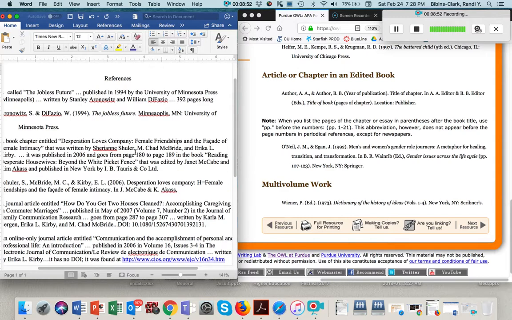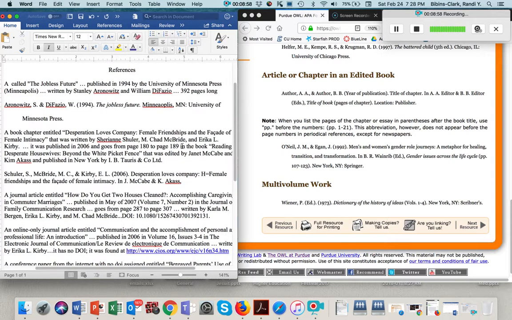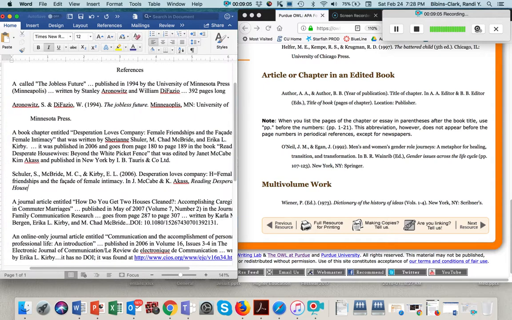Then I look at this, comma, and then it wants the title of the book in italics with only the first letter capitalized. So I want some italics, and I'm calling it Reading Desperate Housewives. Again, I don't want these quotes. I am leaving Desperate Housewives capitalized because it's a proper noun. Reading Desperate Housewives, colon, beyond the white picket fence. And I'm not capitalizing those letters, even though I desperately want to.